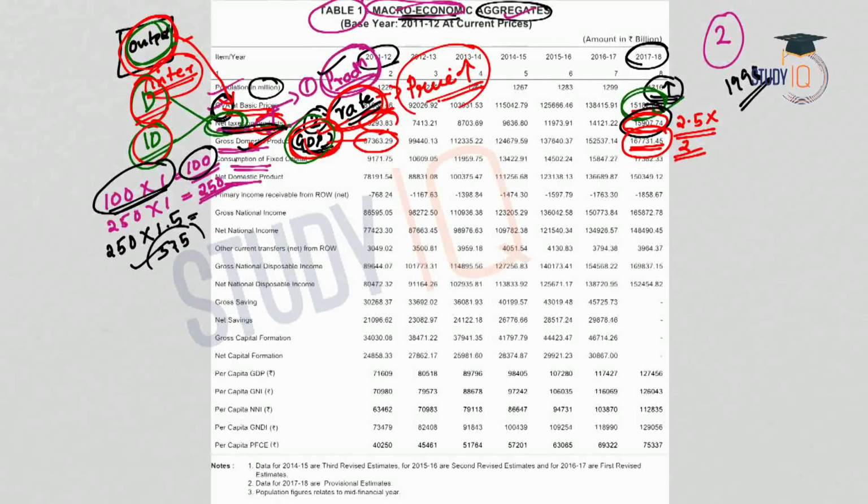Next one is consumption of fixed capital. So consumption of fixed capital is known as depreciation. With the passage of time, there will be wear and tear for the fixed capital, like assets, building, machinery, etc. So this is known as depreciation and it is called the consumption of fixed capital. Now when we compare the 2011-12 depreciation with that of 2017-18, we will see there is almost a 2 times increase in the rate of depreciation.